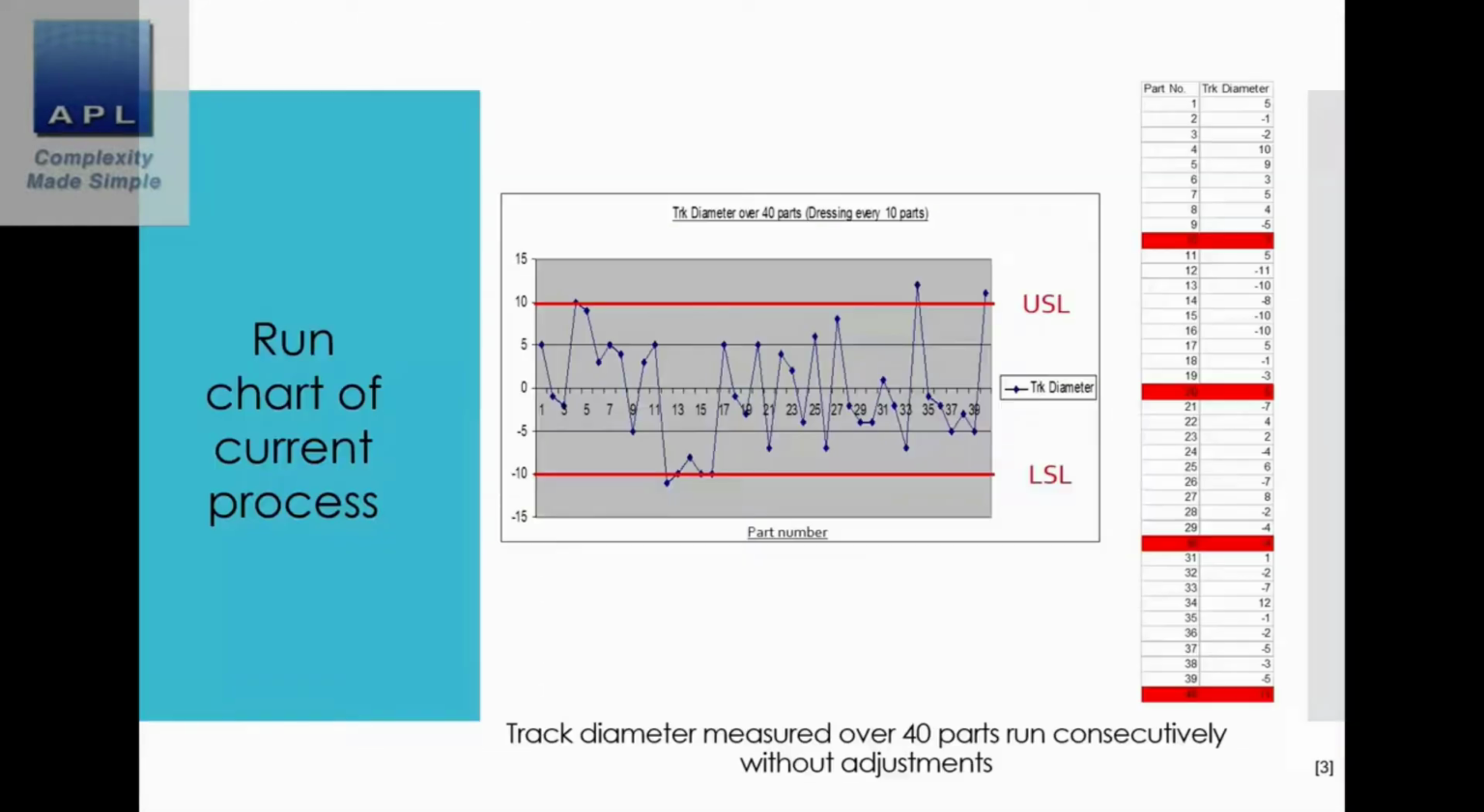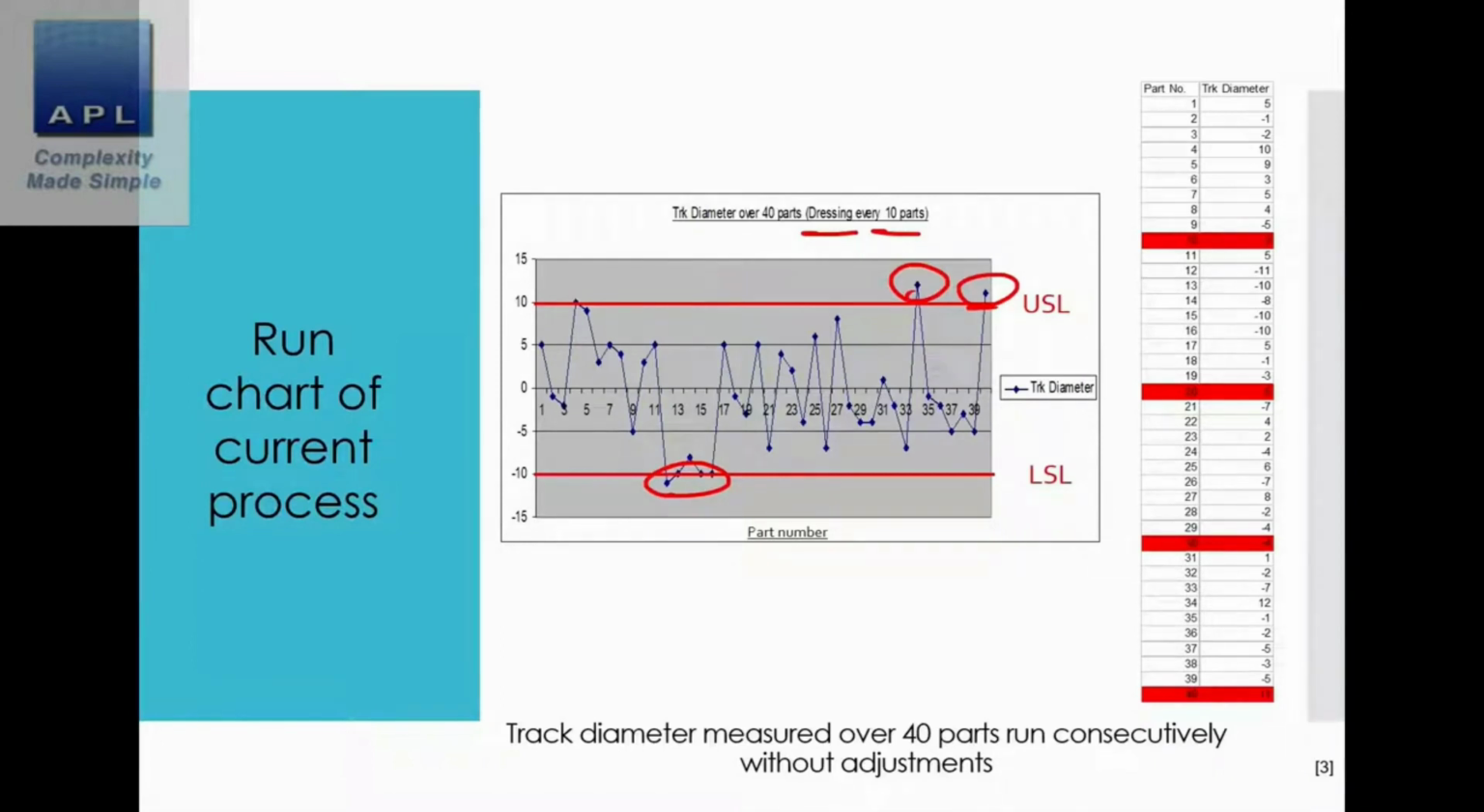So here is the current performance. Here's the graph I've just drawn on the board. Here's the idea of chaos. The process is going above and below the tolerance, swinging around wildly. Now this graph is 40 consecutive parts, but it does involve the dressing cycle every 10 parts, so that variable is in this graph. But this really is as good as this process can ever be.